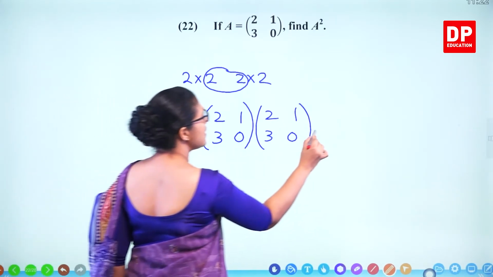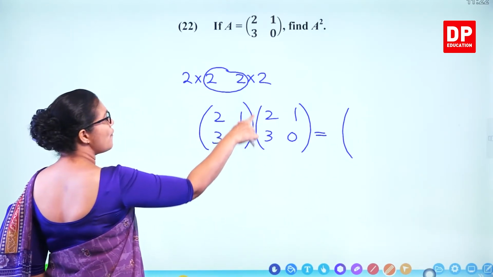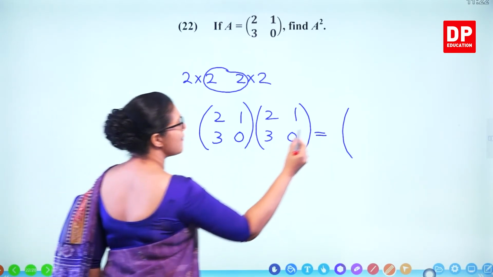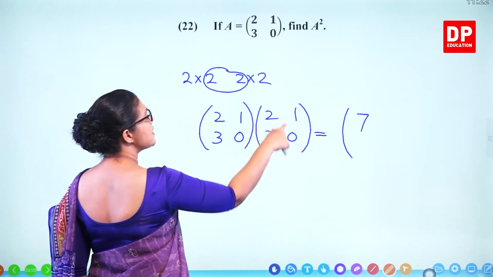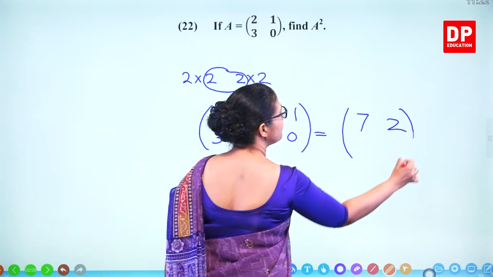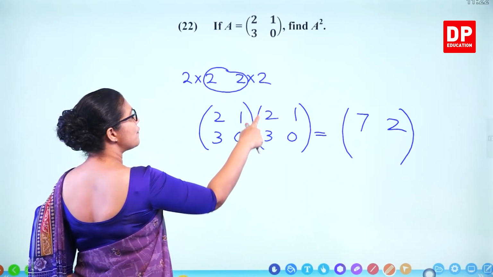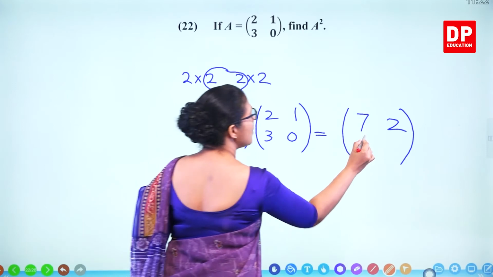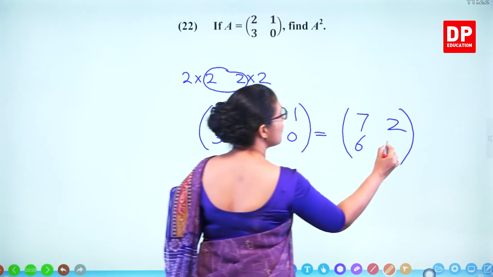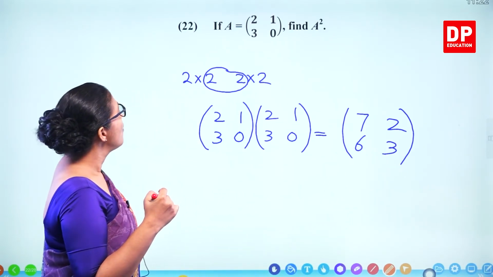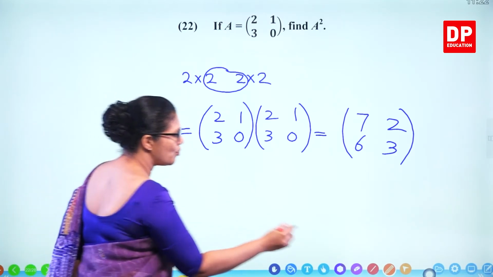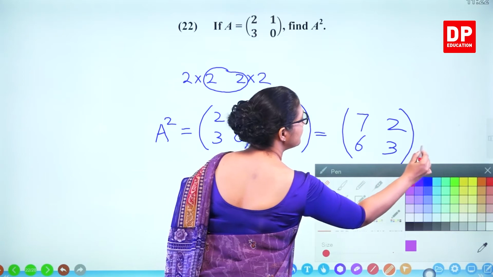So how do you get the answer? First row with first column, 2 times 2, 4. 4 plus 3, that's 7. First row with second column, 2 times 1, 2 plus 0, that's 2. Second row with first column, 6 and 0, that's 6. Second row, second column, 3 with 0, that's 3. So A squared is equal to this one. So you get 2 marks for that.